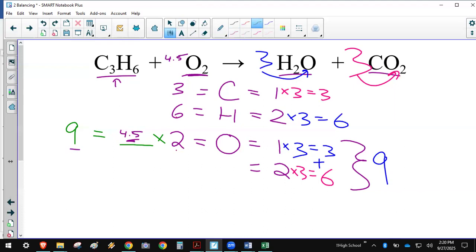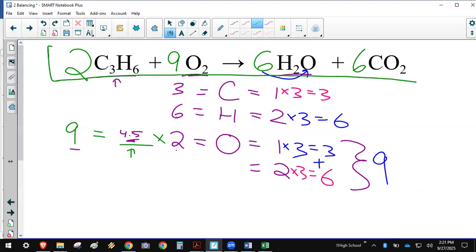So at this point, all you have to do to fix that 0.5 is to double everything. Doubling everything will get rid of a half of a number. So that means I have to multiply everything by 2. My propene is multiplied by 2. My 4.5 worth of oxygen is multiplied by 2. 4.5 times 2 is 9. My 3 waters times 2 gives me 6. And my 3 carbon dioxides times 2 gives me 6. This is your final balanced value.